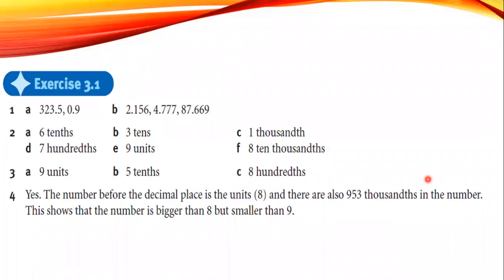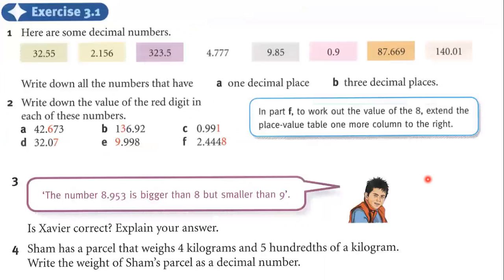So here we have, now next is, yes, here we have a number like: Sham has a parcel of weight 4 kg and 5 hundredth of a kilogram. Write down the weight of Sham's parcel as a decimal. Okay, 4 kilogram, 4 kilo means 4,000 grams. So here I write the parcel weight is 4,000, and here he mentioned hundredth, which means after the point 0.05.